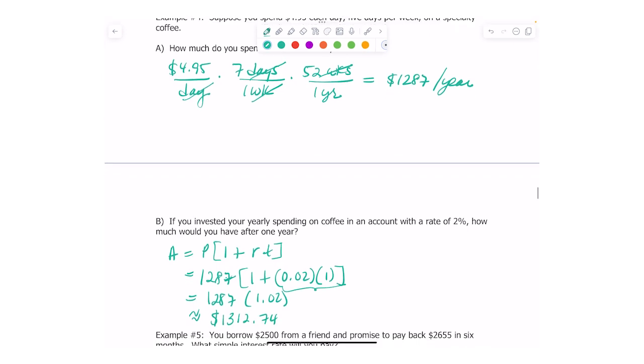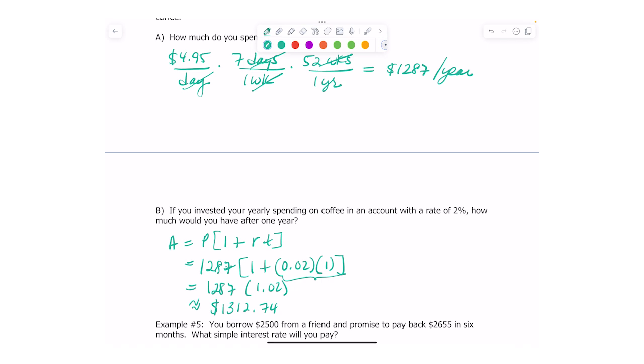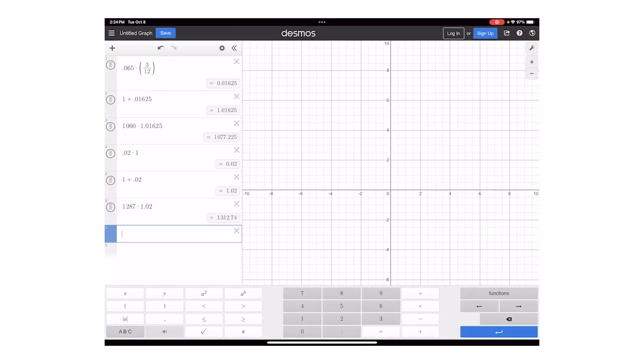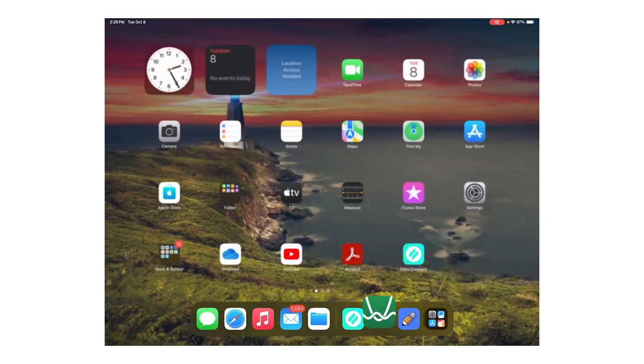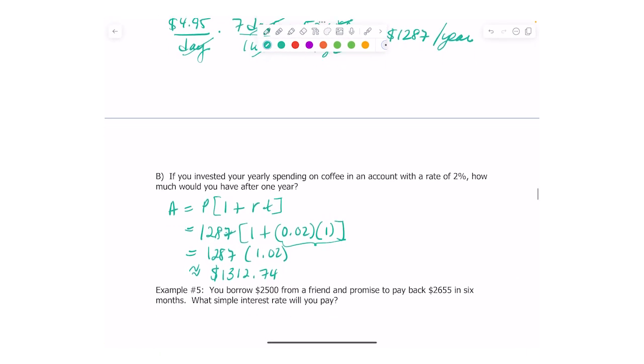So if you think about it, if you could cut out coffee, or you could at least save that much per year, if you were to place that money instead in an account where you're getting 2% of interest, that's how much money you would have at the end of the year. So if I was to figure out the amount of interest I just earned, I would take the 1312.74, and then I'm going to subtract the 1287. So you made $25.74 in interest.